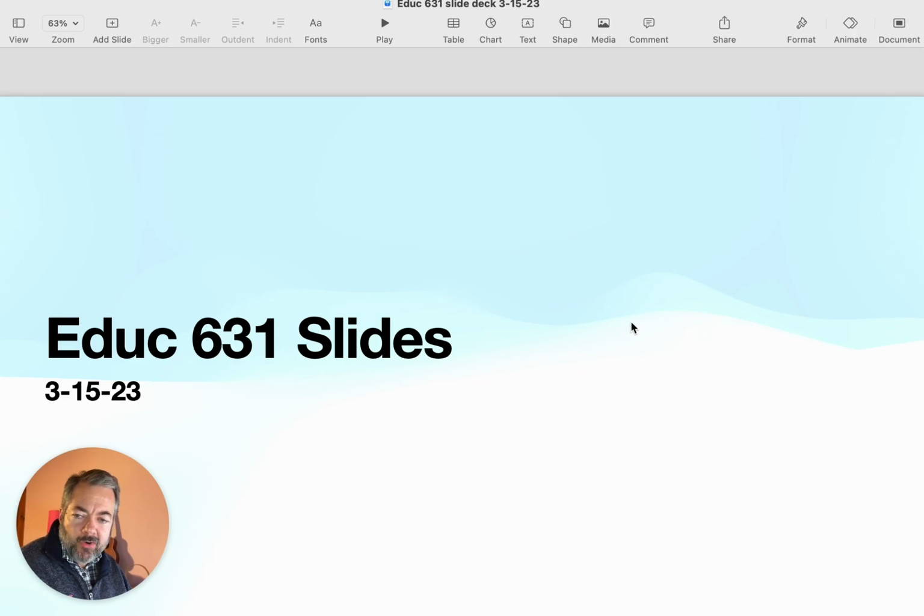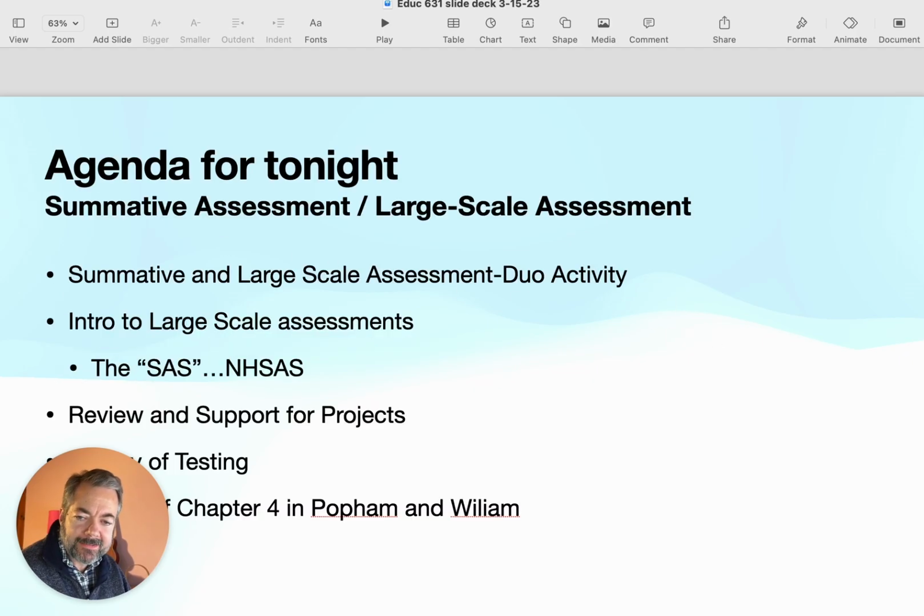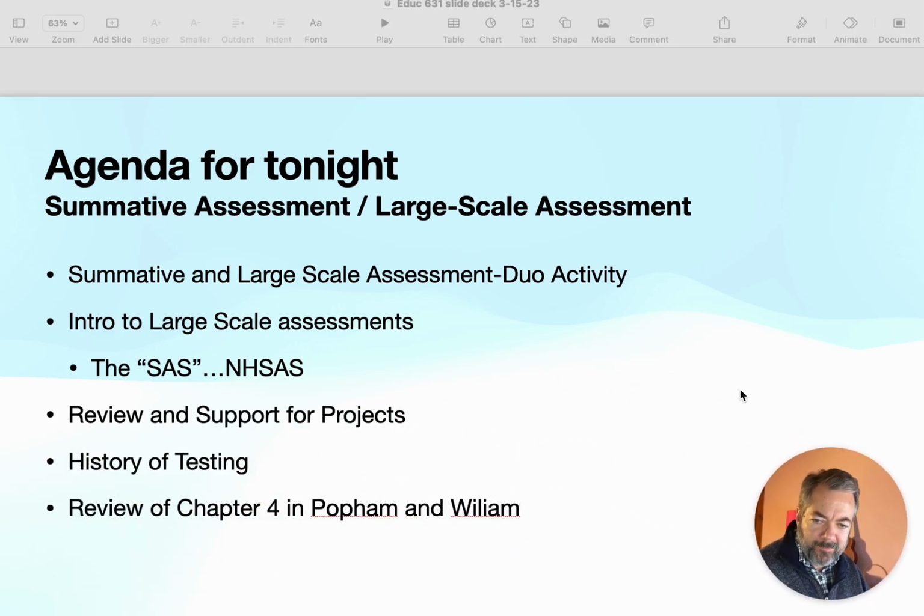So let's get right into it. Tonight we'll be moving on to summative assessment, large scale assessment. We've been talking about formative assessment, and we'll come back to it. Mainly because we have a classroom assessment project that we have to get into probably next time.